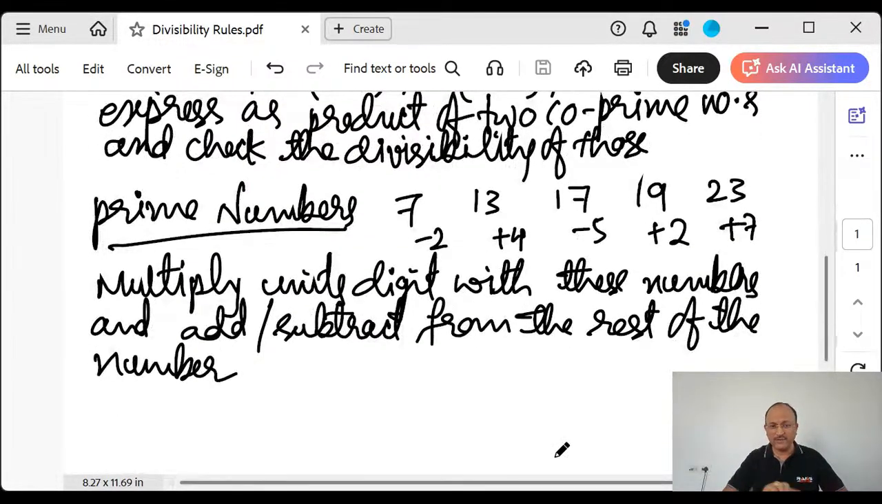Then for prime numbers, I had given the summary. For 7 minus 2, for 13 plus 4, for 17 minus 5, 19 plus 2, for 23 it's plus 7. And more than this much big number, it's normally not required in practical use. If you get still bigger numbers, you use the calculator or you can do the normal division. It's sufficient. So what you do, multiply the units digit with these numbers, whatever I have given in the subscript, and if it is minus, you subtract, plus means you add it. This file I'm going to share in the group. You can write it as a short summary in your notes, and this will be helpful for quick revision at any time.